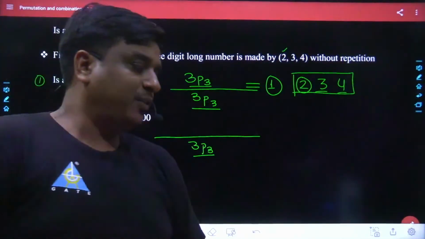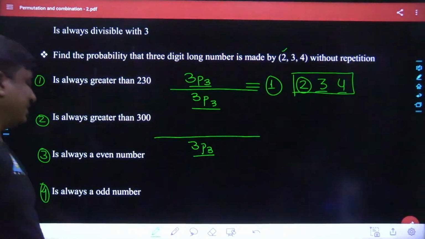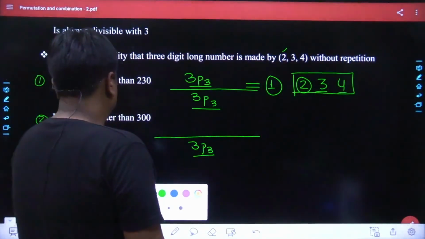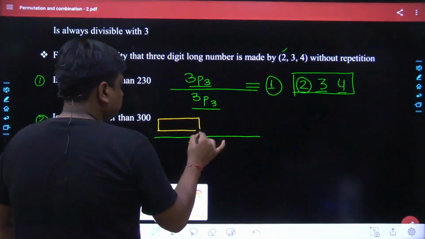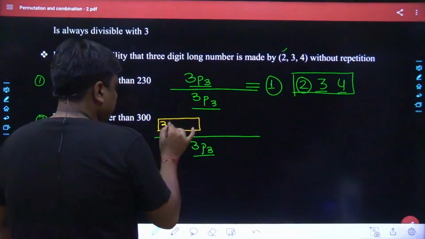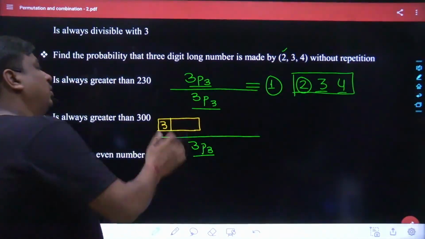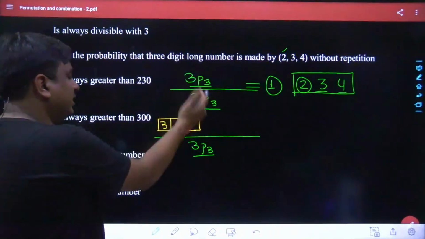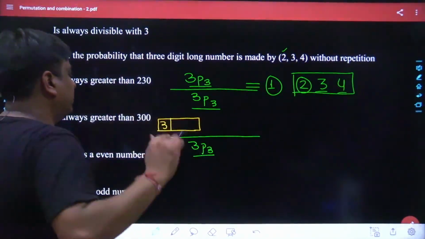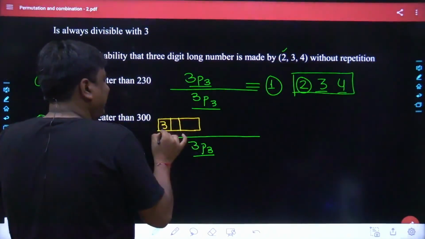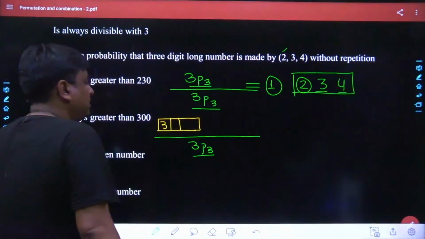The number of favorable conditions that we'll be talking over here. So what's going to be the number of favorable conditions? The number is always greater than 300. My dear friend, just try to understand in this way. If the 100th place is being filled with 3, the remaining places would be filled by 2 then 4 or 4 then 2, but both of the numbers are going to be greater than 300. So filling 3 in the 100th place is more than adequate to make this number greater than 300.